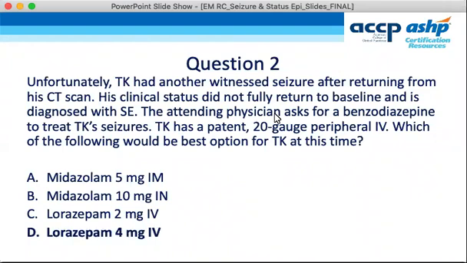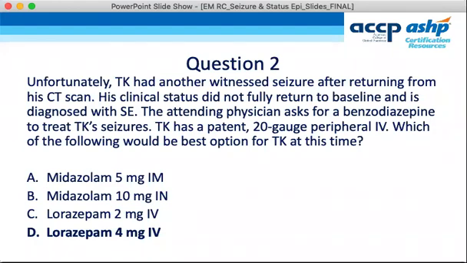So the correct answer is D, lorazepam 4 milligrams IV. Remember, our first line options include lorazepam IV or midazolam IM. Lorazepam should be dosed at 0.1 mg per kg. With the patient weight of 85 kilos, that would max us out at 4 milligrams. So D is the correct answer and C is incorrect because this is too low of a dose.